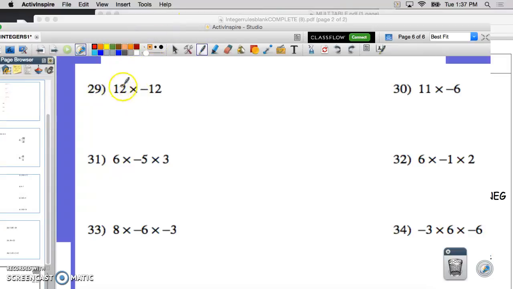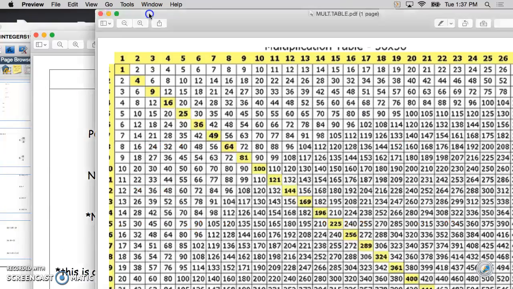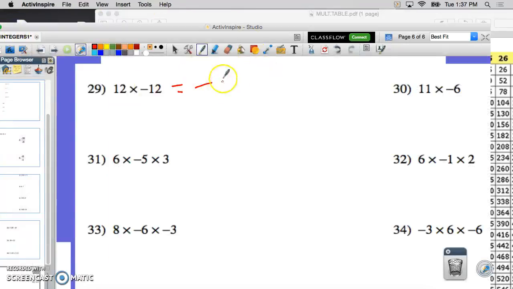Like this. Positive times a negative. I know my answer will be negative. I just have to figure out what 12 times 12 is. Again, you can use your chart, no calculators. 12 times 12. Ta-da! 144. So I know this answer is going to be negative 144.